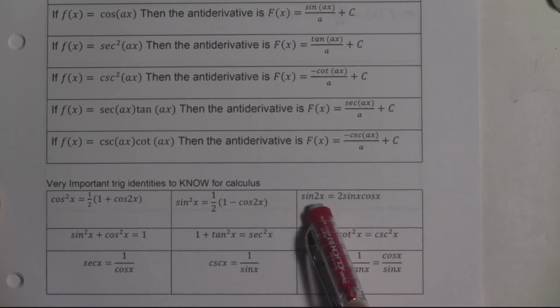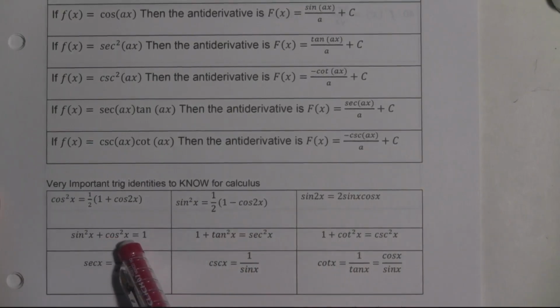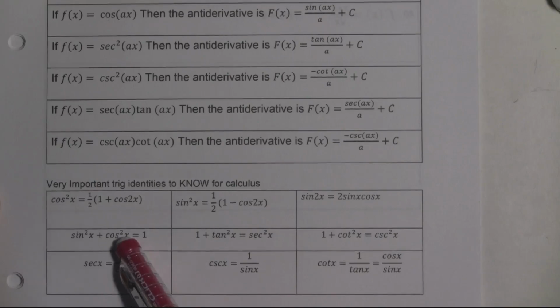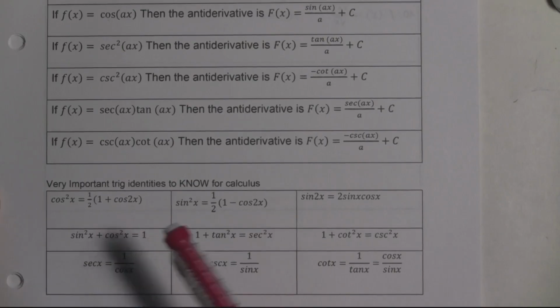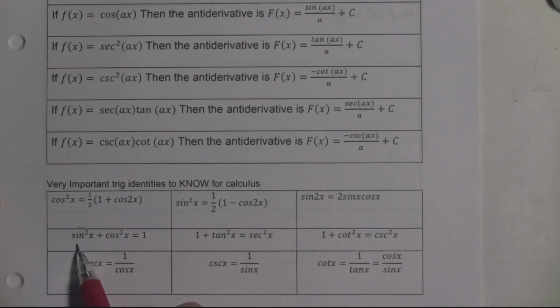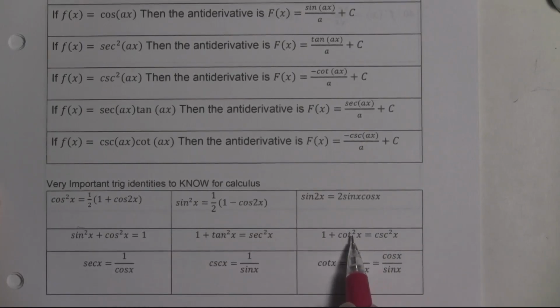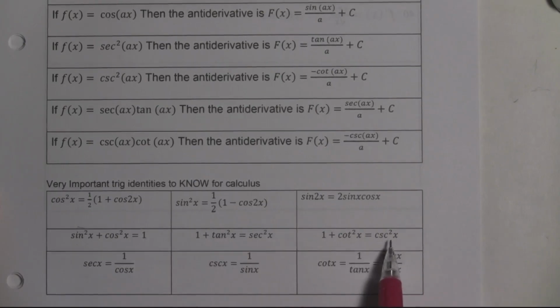And sine of 2x equals 2 sine of x cosine of x. This is the Pythagorean identity that sine squared x plus cosine squared x equals 1. This is a rearrangement of that same Pythagorean identity, only just dividing every single one of the pieces by sine squared, right? Sine squared divided by sine squared is 1. And then cosine squared divided by sine squared is equal to cotangent squared. And then 1 divided by sine squared is equal to cosecant squared.